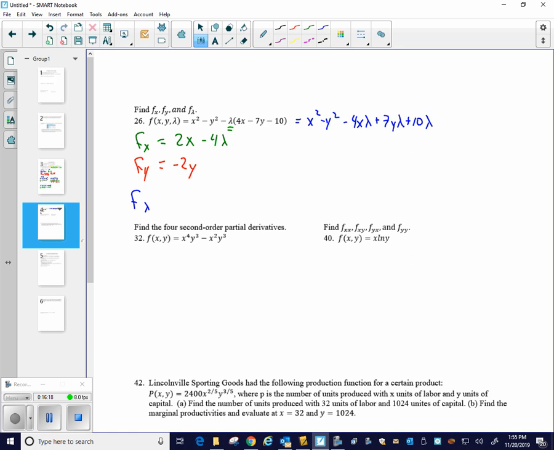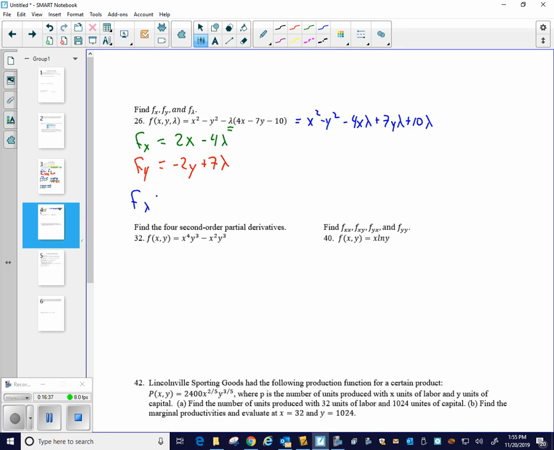Minus 4x lambda, no y's in it, it goes to 0. Plus 7y lambda, that has a y in it, so the derivative of that will be plus 7 lambda. And then the last one, 10 lambda, does not have y's in it, it goes to 0. So that's your partial with respect to y.